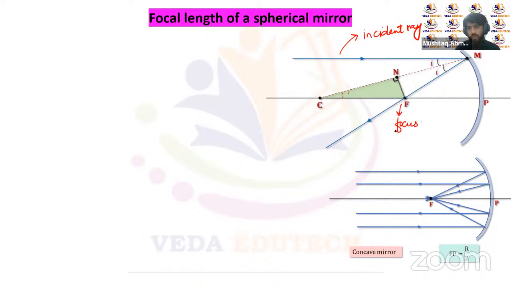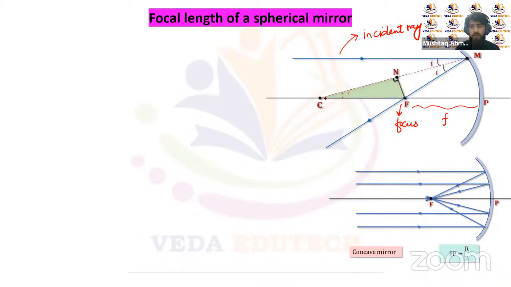And we know the focal length is the distance between the focus and the pole of a mirror. It means that the distance from F to P will be called the focal length, represented by small f. And the distance from P to C is what we call the radius of curvature, and C is the center of curvature. So if the angle of incidence is I, then the angle of reflection will also be equal to I, because it will follow the laws of reflection.